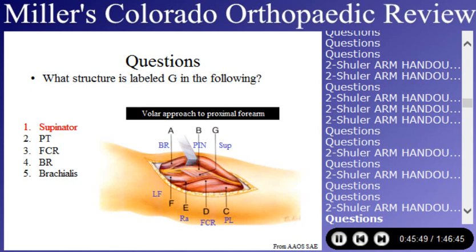Okay, structure labeled G is what? Well, we see the radial nerve coming here. PIN. It's a supinator. We're going to go over the labeling of those.